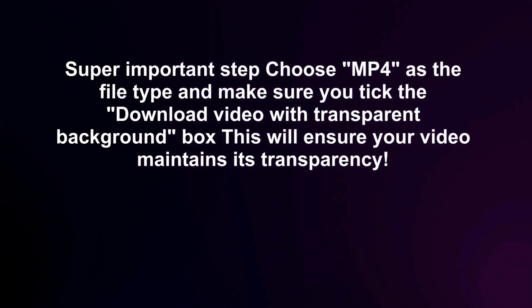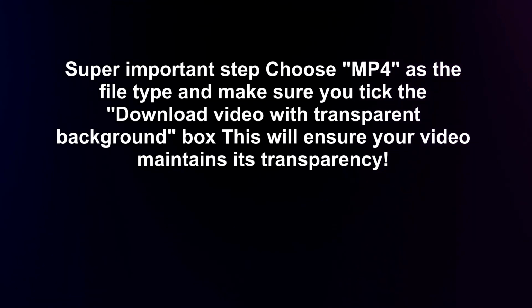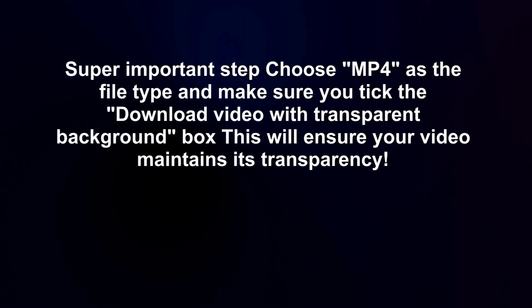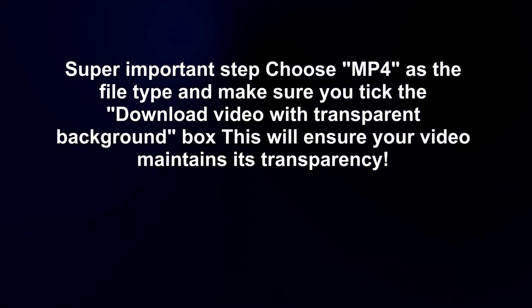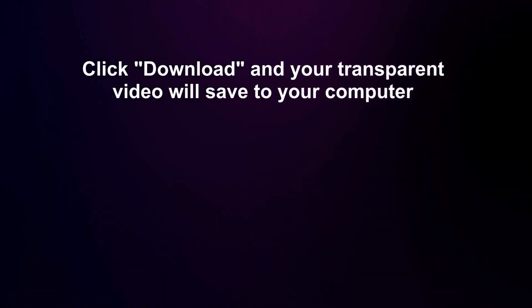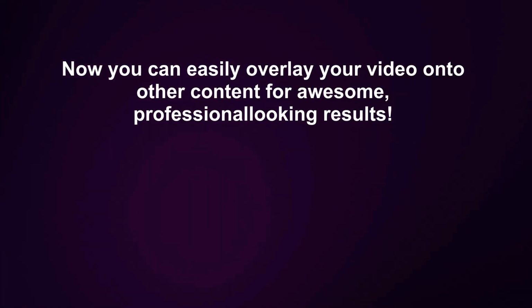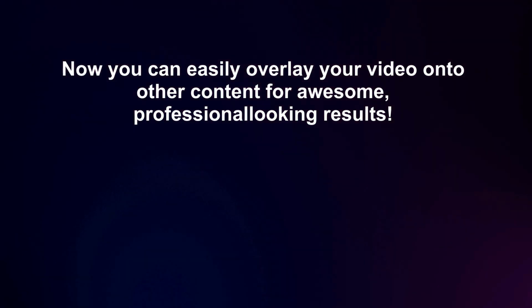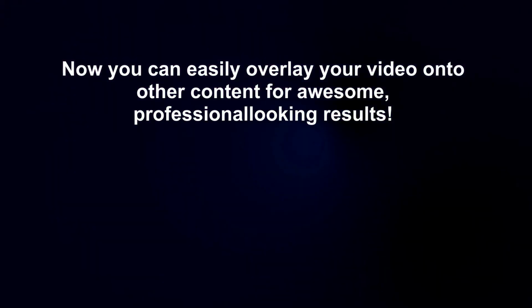Super important step, choose MP4 as the file type and make sure you tick the Download Video with Transparent Background box. This will ensure your video maintains its transparency. Click Download and your transparent video will save to your computer. Now you can easily overlay your video onto other content for awesome, professional results.